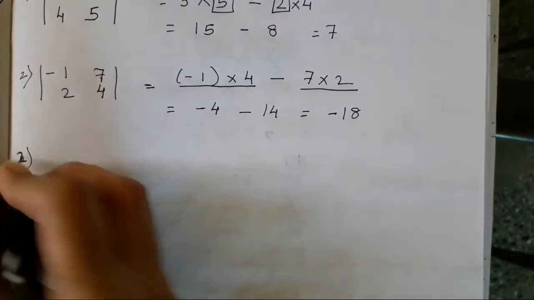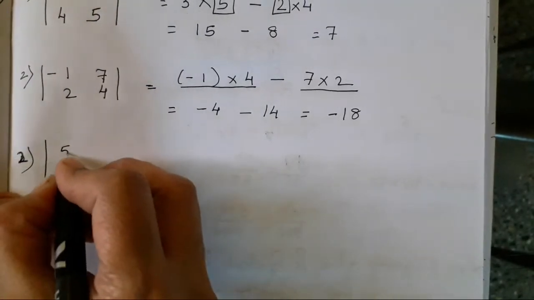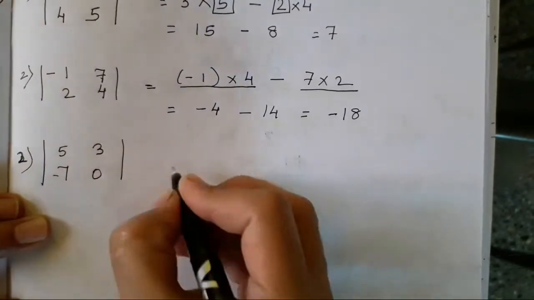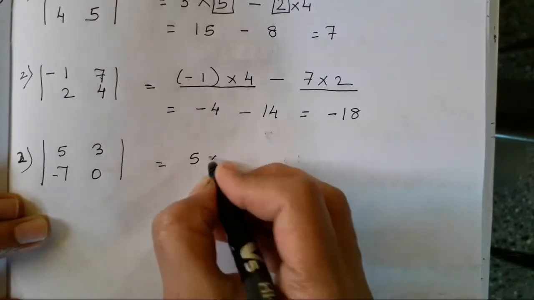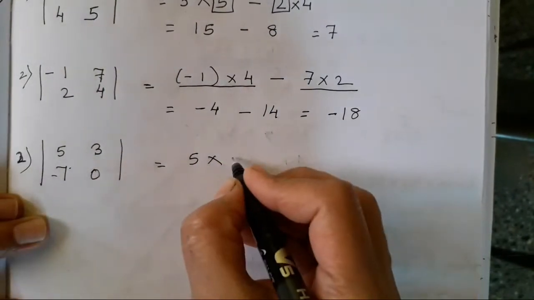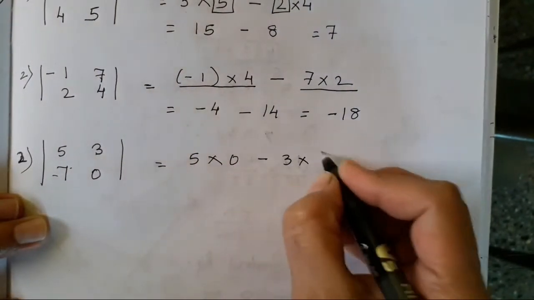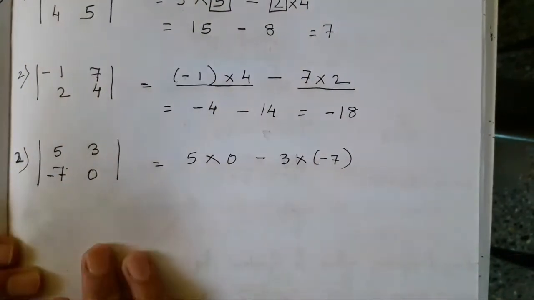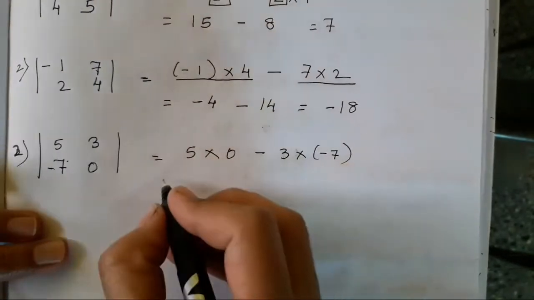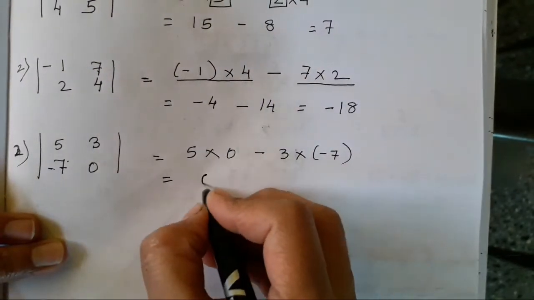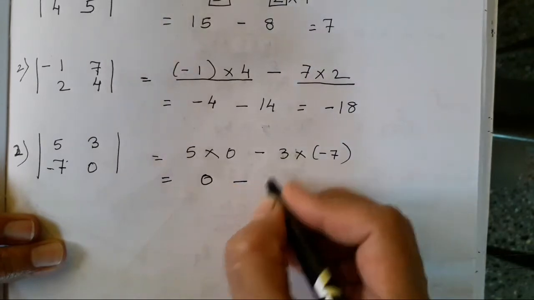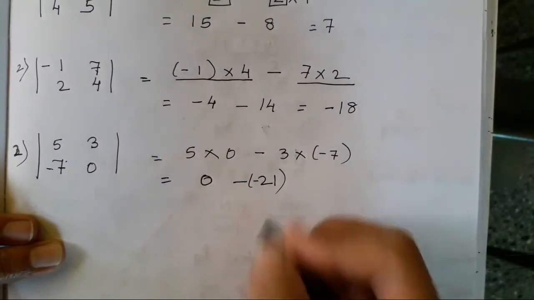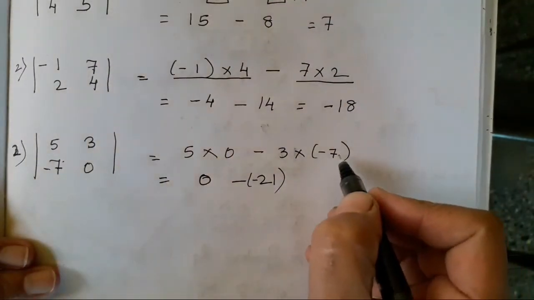the second sum from the second question, 5, minus 7, 3 and 0. So again the same step: 5 into 0, you have to cross multiply it, minus 3 into minus 7. Don't forget the sign, don't miss out the signs or your answer might come wrong. Anything multiplied with 0 is going to be 0. Minus sign as it is, 3 7s are 21. Don't forget the minus sign, because it's minus over here.